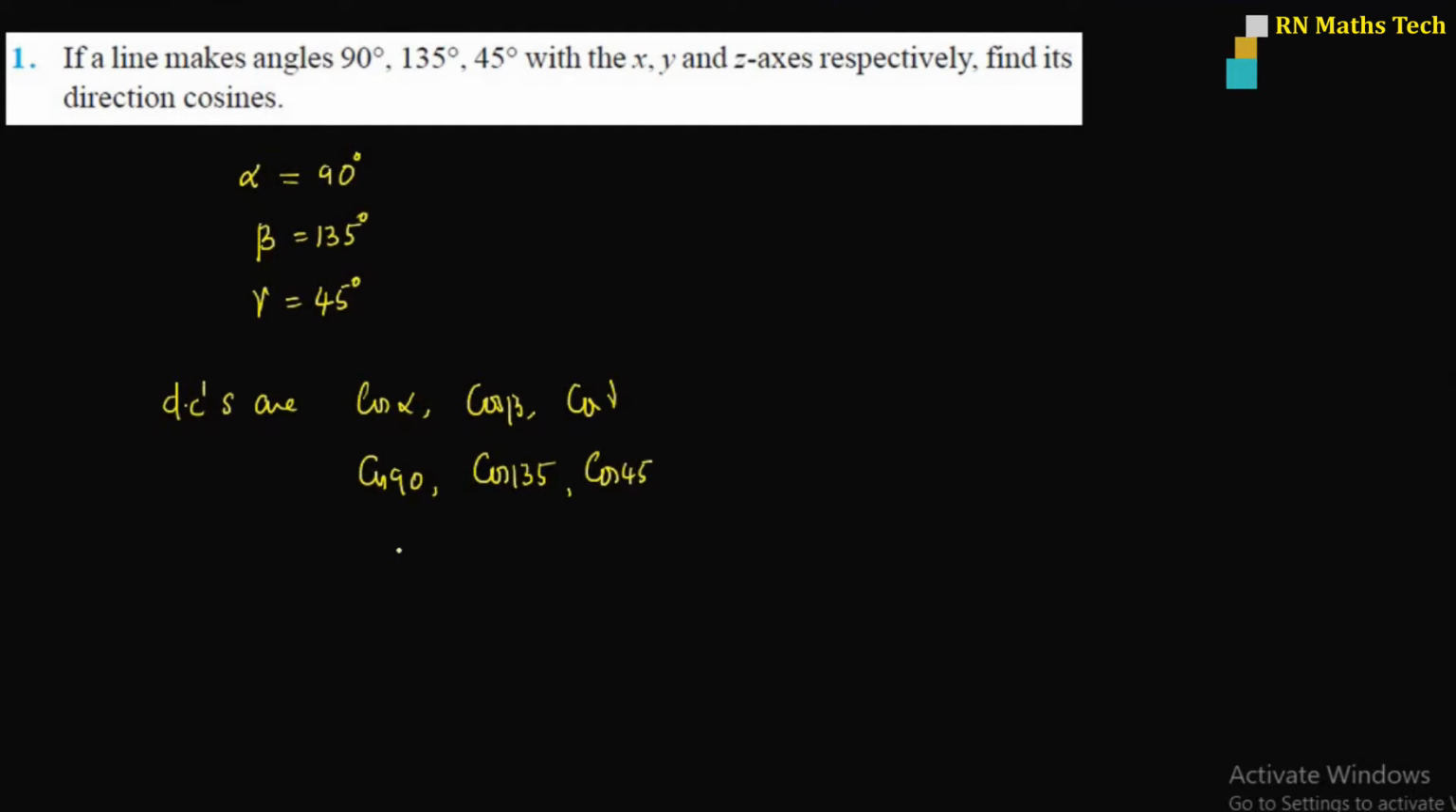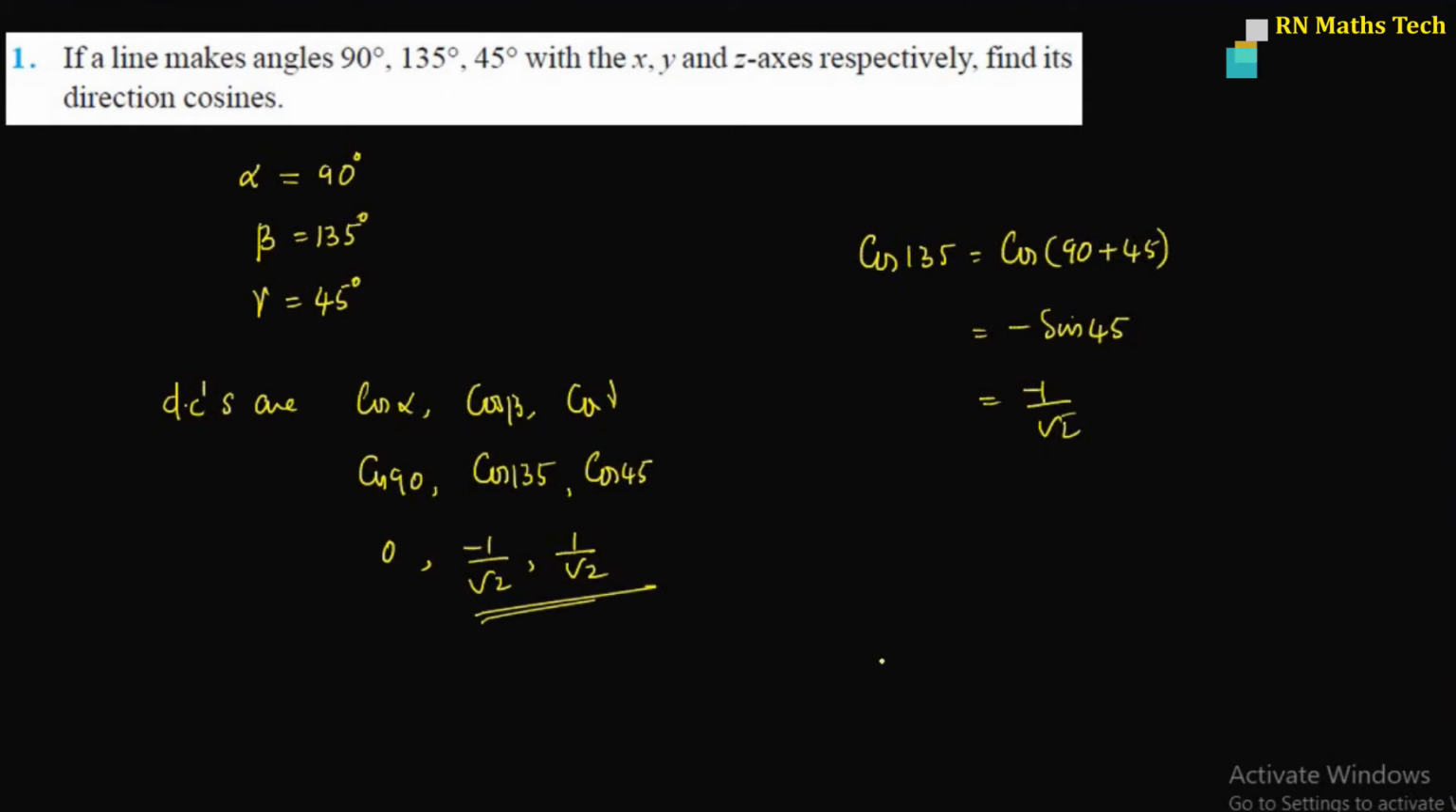Cos 90 is 0. Now cos 135, cos of 135 is equal to cos of 90 plus 45, that is in second quadrant, minus sin 45, minus 1 by root 2. So that is minus 1 by root 2 and cos 45 is 1 by root 2. So these are the direction cosines.